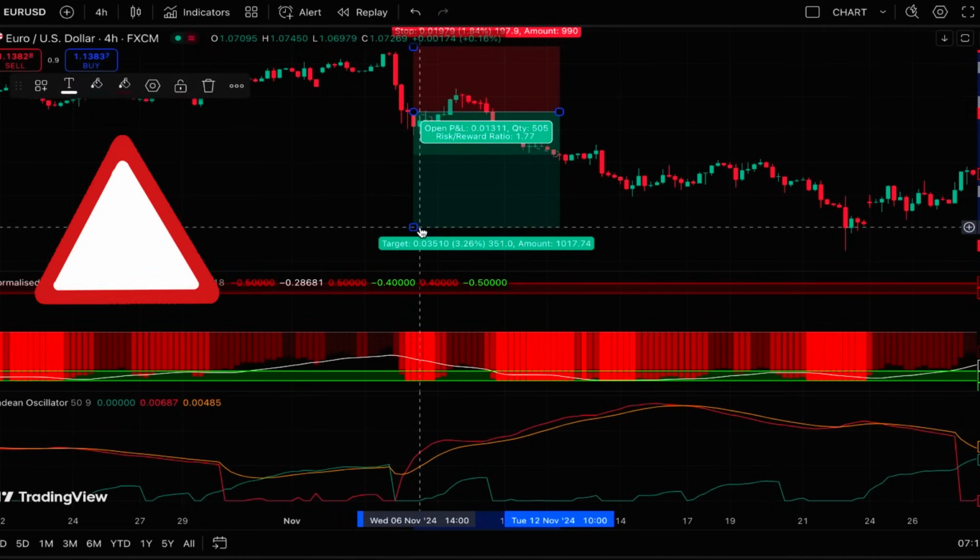Please pay attention that although this setup is very accurate, it doesn't mean you will not encounter false signals. There is no indicator or trading strategy with a 100% win rate, and losing positions are always part of the game, so you need to manage your risk properly.